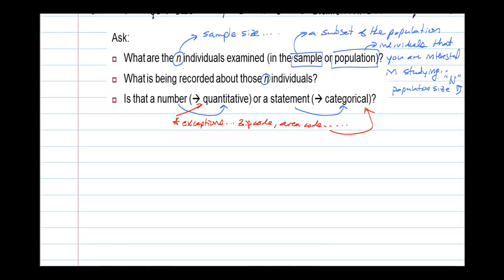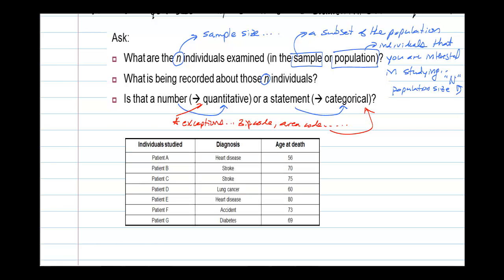So let's go ahead and look at a data set, and with this data set, let's answer whether we are looking at categorical or numerical random variables. Okay, so here's our data set. First of all, I would look here and I would say there's 1, 2, 3, 4, 5, 6, 7 samples, in this case patients. So n in this case would be 7.